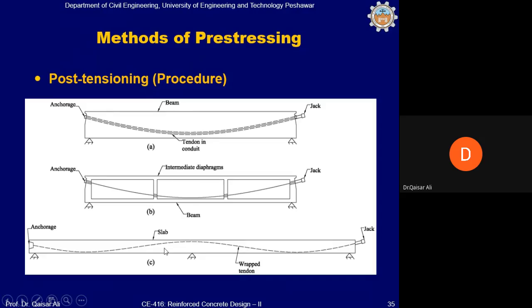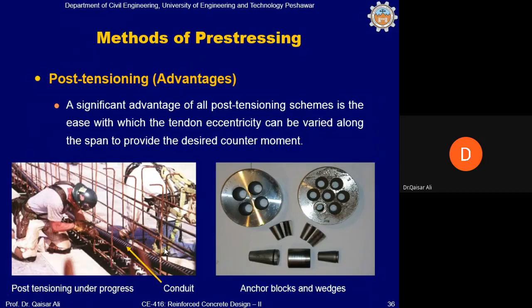These are the anchorage devices. You can see this is a conduit which has been placed. This is post-tensioning under progress. You can see some nominal steel wires, reinforcing steel, as well as some shear stirrups, open stirrups. This is the anchorage plate or block, and these are called wedges.